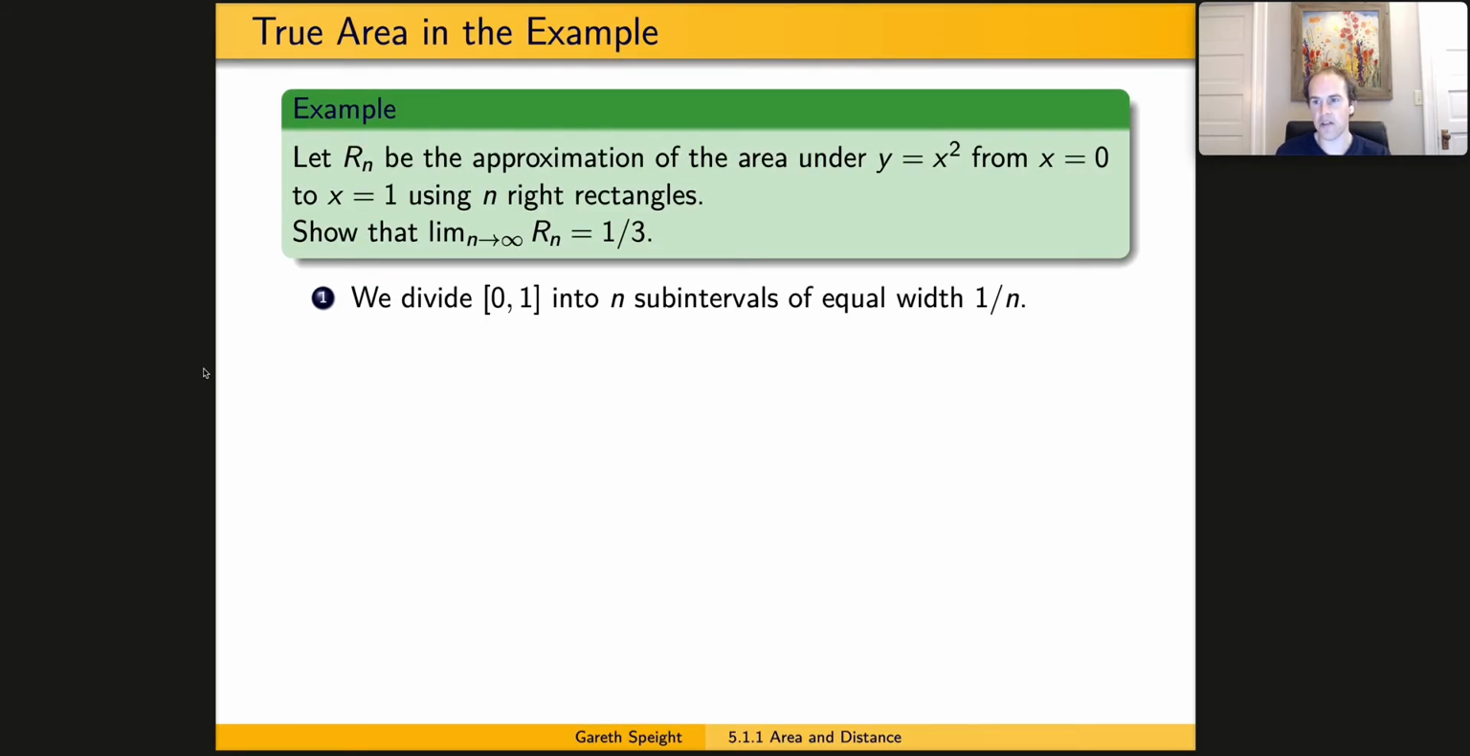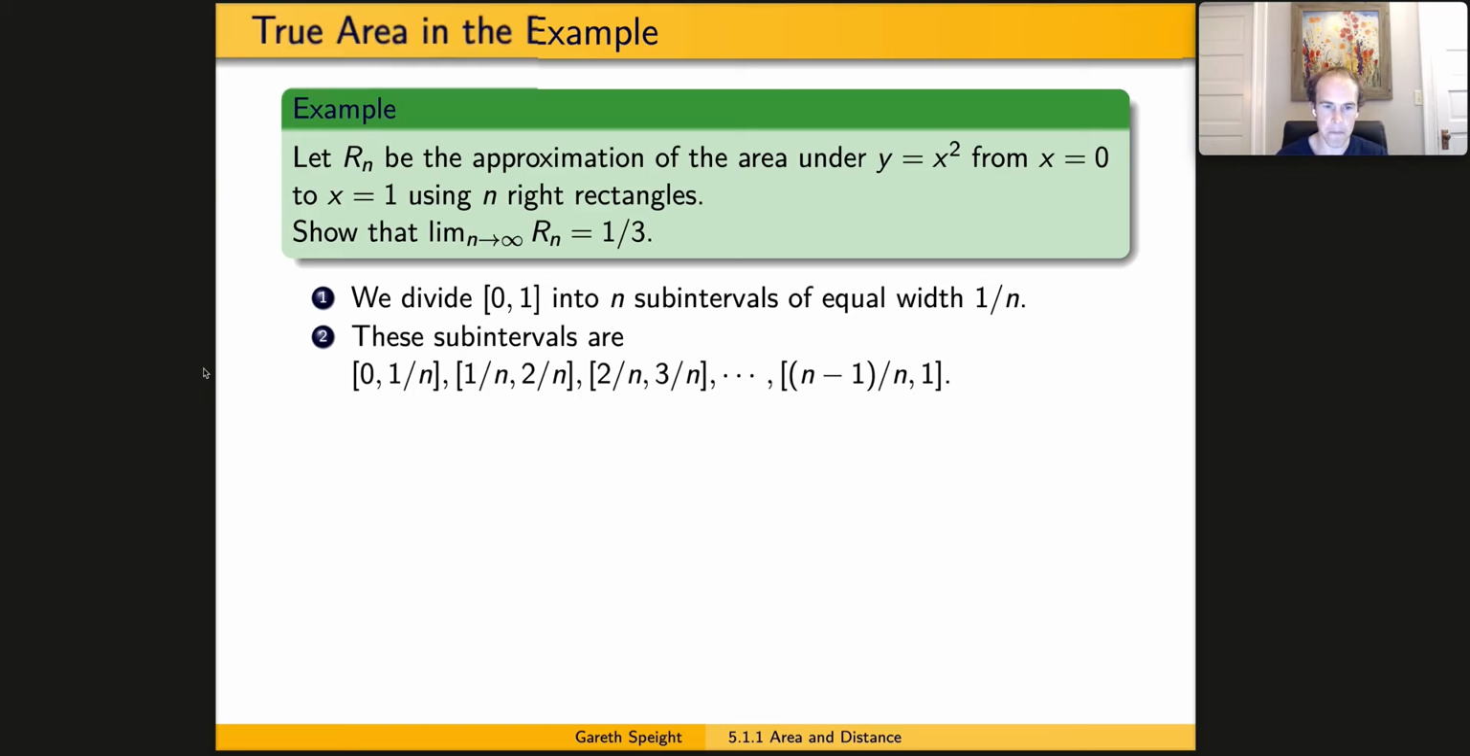So let's remember the strategy we had. If we had 4 right rectangles, we were dividing 0, 1 into 4 pieces. Now we have n rectangles, so we are dividing 0, 1 into n pieces. And the length of 0, 1 is 1. So each piece is going to have length 1/n, right? If we divide it into 4 pieces, they had length 1/4. If we divide into 8 pieces, they have length 1/8. Here we're dividing into n pieces, so they have length 1/n.